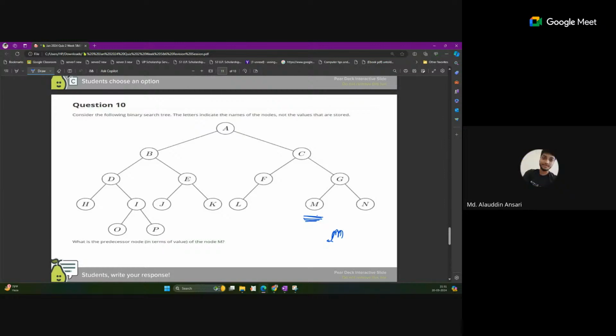What question, sir? These are the names of the nodes, but the values are different, and we are asking what is the predecessor of M in terms of value. Predecessor means if we arrange all the nodes in increasing order, what is the value that will come just before M? Can we do the in order traversal then check? Yes, definitely you can do it. If you apply the in order traversal, you will definitely get the correct answer. But you can also apply it directly.